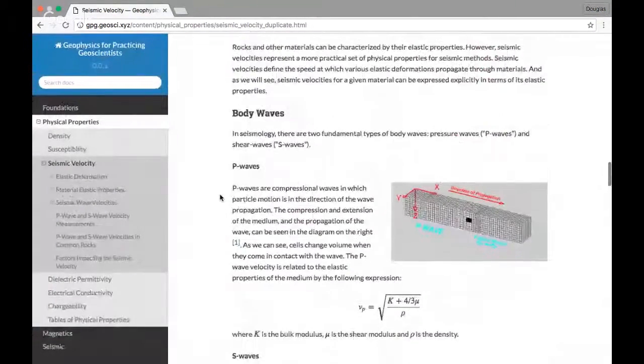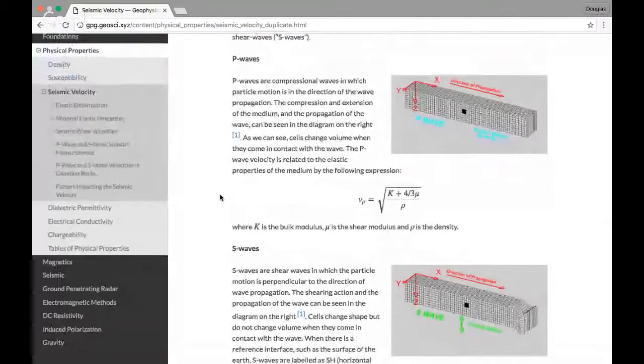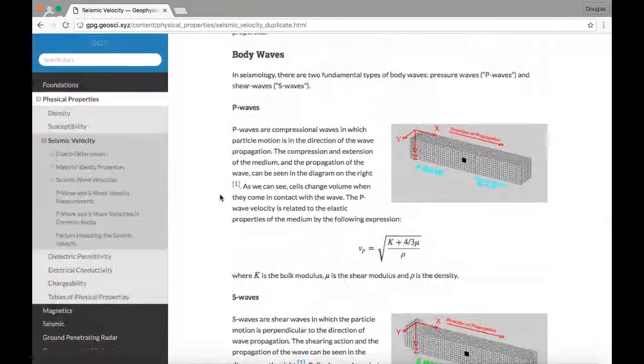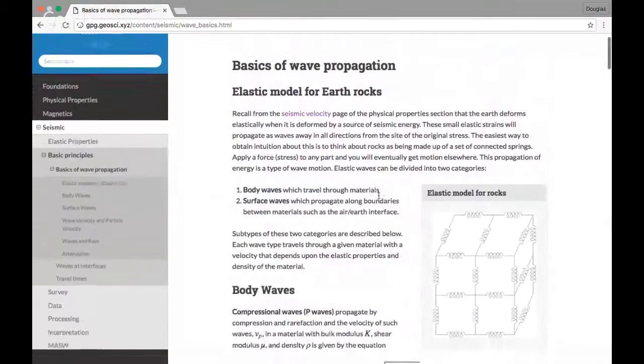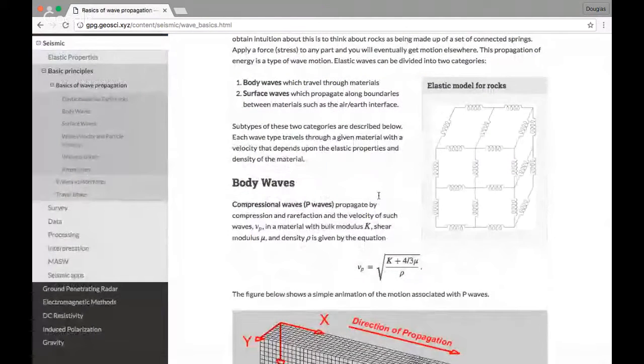So we could do that again. There's a number of different kinds of waves that we can have, and a number of different kinds of particle motion that we can actually have. Hold on, just a second. Maybe this is better. Okay, so this was our spring model of the Earth.